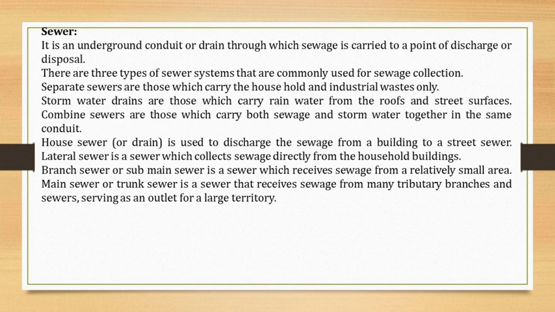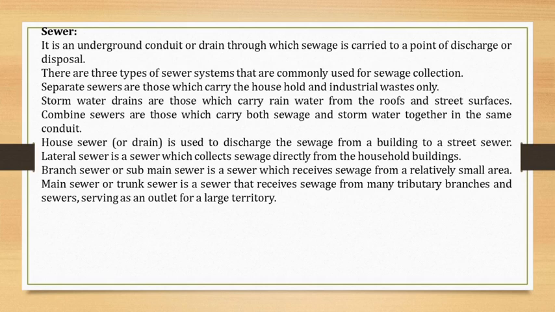Okay. Next, stormwater drain. So the stormwater sewer is used to carry the rainwater from the roofs and street surface, and the next one is combined sewers. So combined sewers are those which carry both the sewage and stormwater combined. Okay, so when we use a single sewer for the transportation of sewage and stormwater, that is called a combined sewer, which is used for the transportation of sewage as well as stormwater in a single conduit.